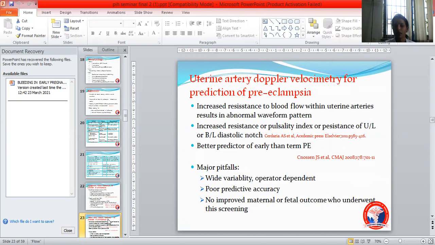The major pitfalls are that it is mainly operator dependent and it has poor predictive accuracy. There is no improved maternal or fetal outcome in those who underwent this screening.